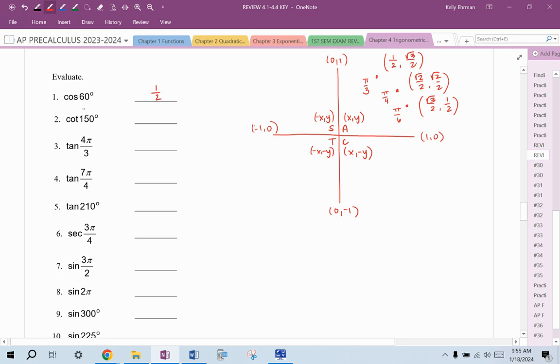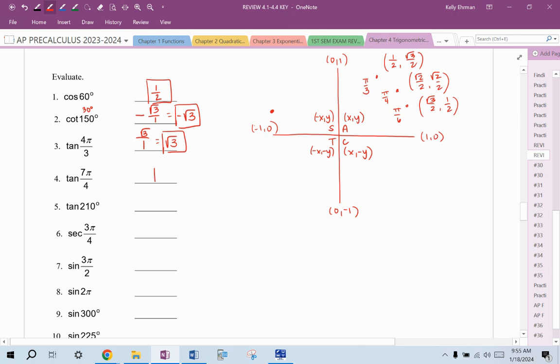Cotangent of 150, so 150 is the 30-degree angle. That's its reference angle in quadrant 2. Cotangent is x over y, so radical 3 over 1. And in quadrant 2, cotangent's negative, so negative radical 3. Simplify that. Tangent of 4 pi over 3. So at pi over 3, we're talking about y over x. And this is in quadrant 3, so tangent is positive, radical 3.